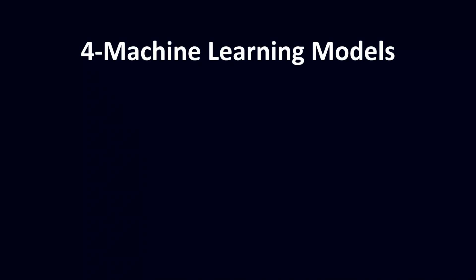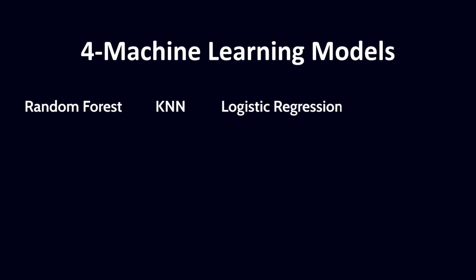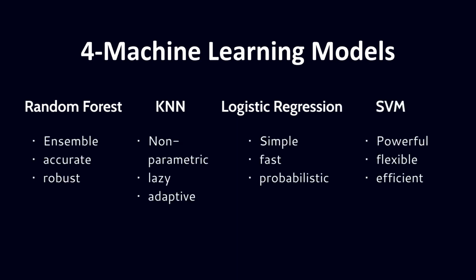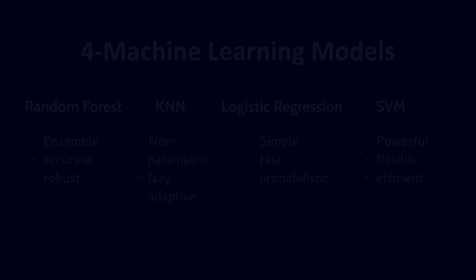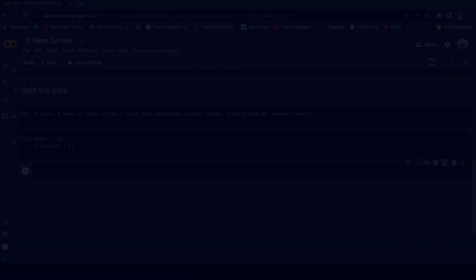We will be using the power of 4 machine learning models: random forest, KNN, logistic regression, and SVM. Each model brings its unique strength to the table. We will thoroughly explore their potential by training and evaluating them on our preprocessed dataset. Let's begin with logistic regression.